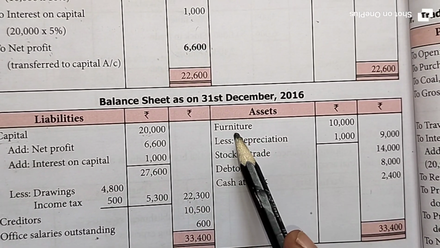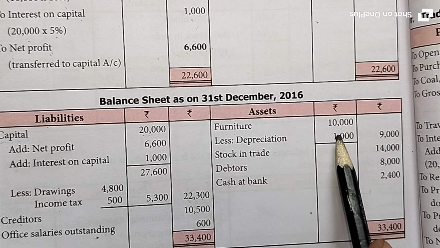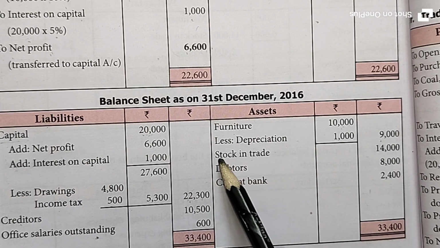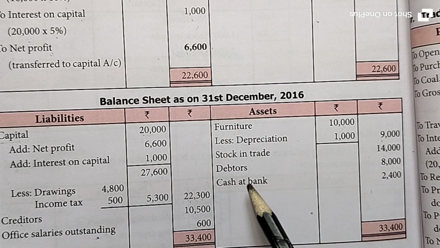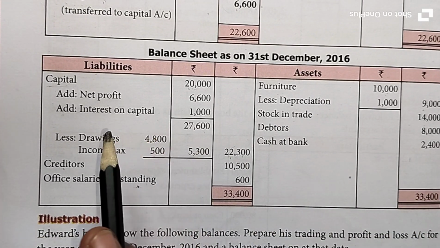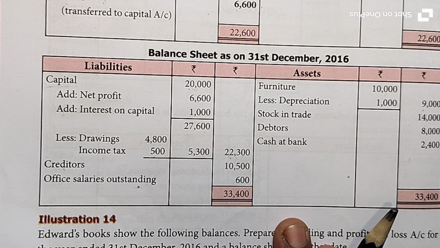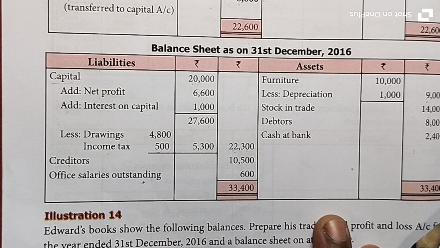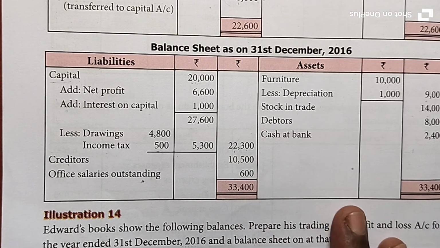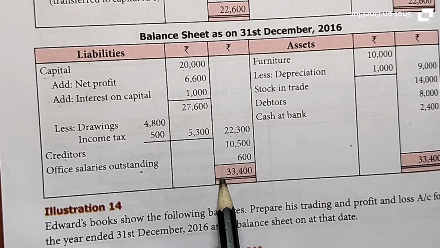Then go to the asset side, furniture 10,000 rupees, we have to subtract depreciation 10% from furniture 10,000, we will get 9,000 rupees. Stock in trade means closing stock 14,000, debtors, cash at bank, all the respective amounts, respective accounts related to the balance sheet we have entered here. Then we have to come to the conclusion. The total of the balance sheet must always be equal. So we got 33,400 on both the liability side and asset side, both are the same total.